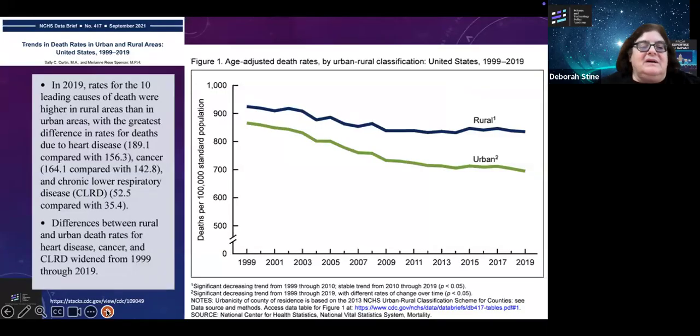This is another one, and this talks about the challenges that we have on the health front, where people in rural and urban areas don't have the same health as they do in other areas. In other words, you're more likely to die earlier if you're in a rural area than in an urban area, and you're more likely to have certain of the top 10 diseases as well if you're in a rural area.